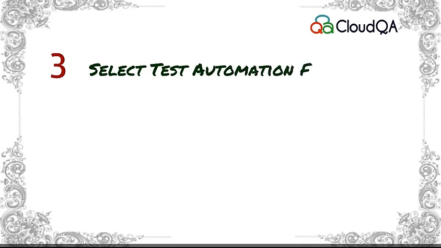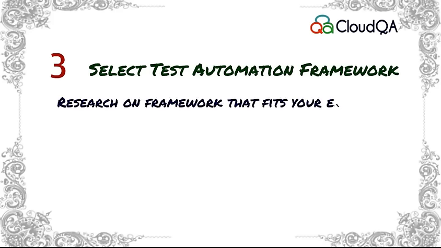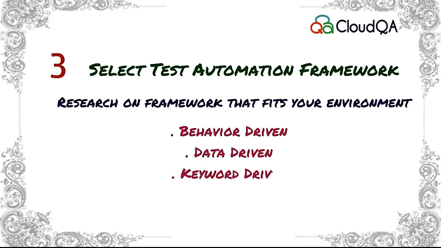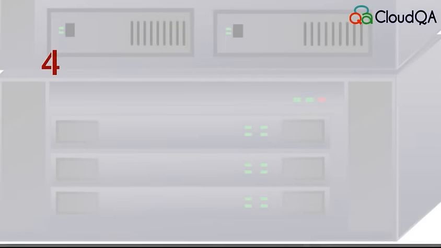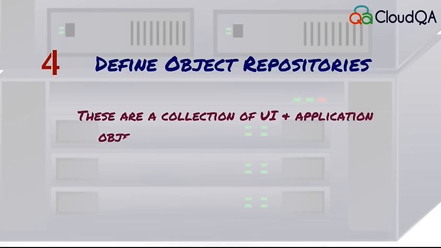Next, you have to decide the test automation framework that you want to use. And this can take a lot of work. There are a few approaches available that you will have to evaluate and decide the one that best fits your environment. You also have to define the object repositories, which are a collection of UI and application object data recorded by the testing tool for the application under test.